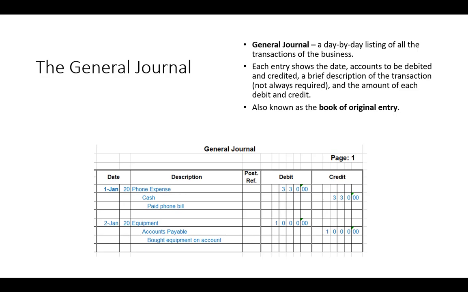A couple of things to note here. Notice that your debits are always entered first, followed by your credits, and also notice how the description is indented a little underneath the credit entry. This is so it's easier to differentiate between where the accounts stop and where the description begins.